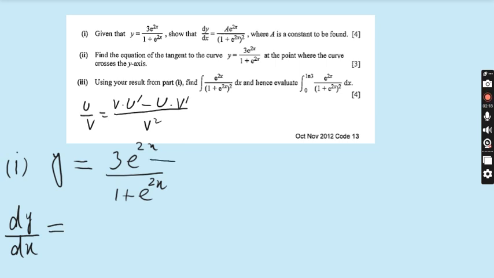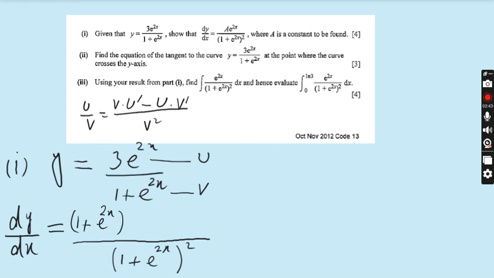So here u is 3e^2x and v is 1 plus e^2x. v square, (1 plus e^2x) square, v as it is, 1 plus e^2x, multiply by derivative of u. u is 3e^2x, so e^2x derivative is 2e^2x, and 3 multiply by 2e^2x.